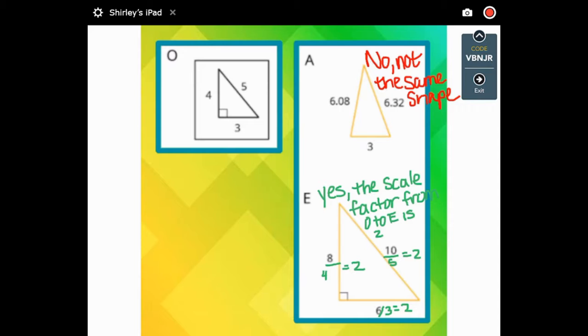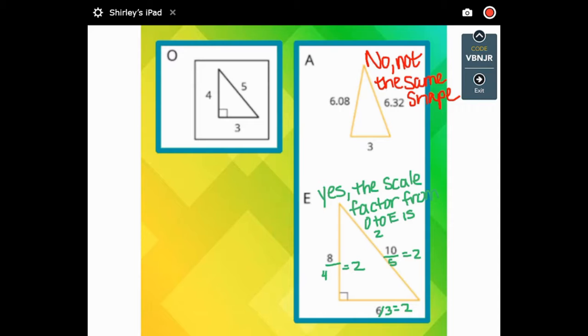So if you notice what I did here, my diagonal side length of 10 corresponds to the original side length of 5. I divided those two sides and I got 2. And notice I did that with the other two side lengths. So my horizontal side length of 6 corresponds to the length of 3, and that gives me 2. And then my vertical side length of 8 corresponds to my vertical side length of 4. When I divide those, I also get 2.